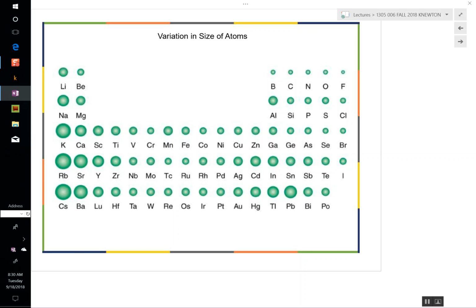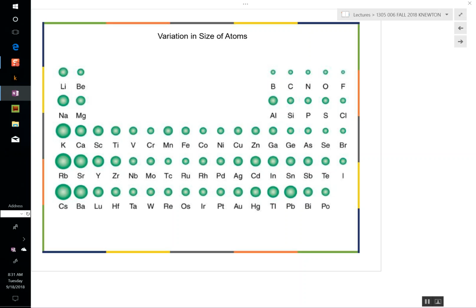Okay, well now let's look at this. Let's look across here. 11, 12, 13, 14, 15, 16, and this is chlorine, 17. Atomic number is going up. What's happening to size? It's getting smaller. So as you go across a period from left to right in the periodic table, the trend is that the atoms of the elements get smaller, decrease in size. That is not intuitively obvious.